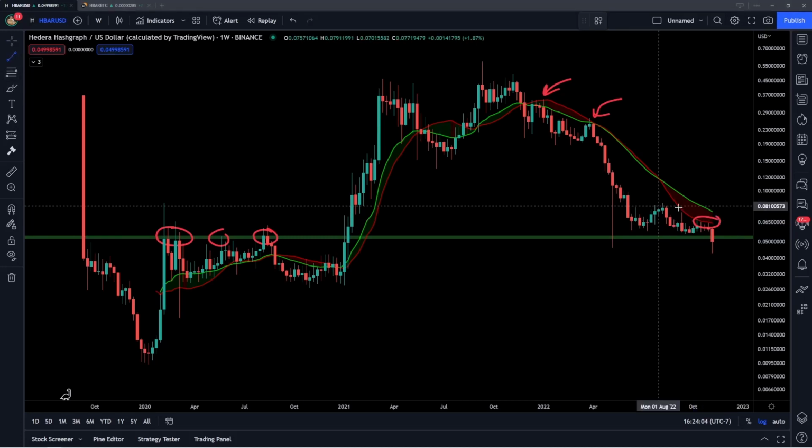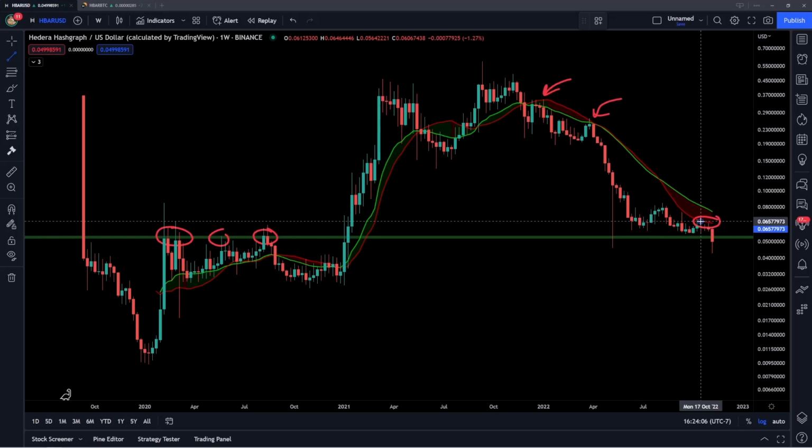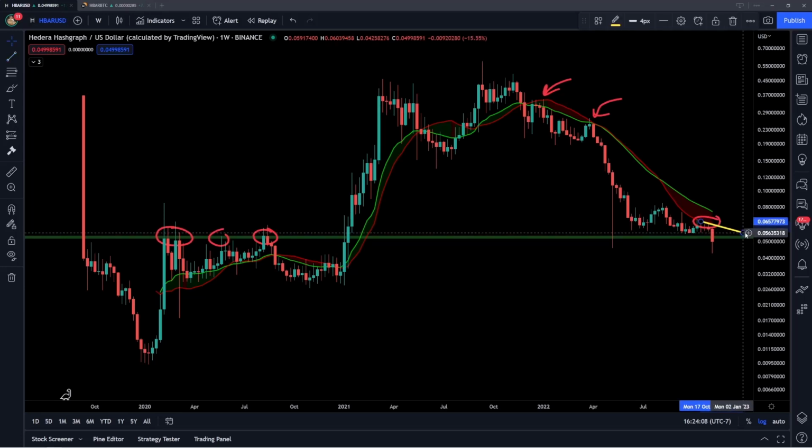So to just extend out some of these moving averages, if we do have that retest, say towards the end of the year, we could have that obviously at some much lower levels.